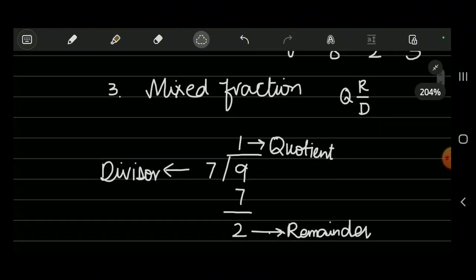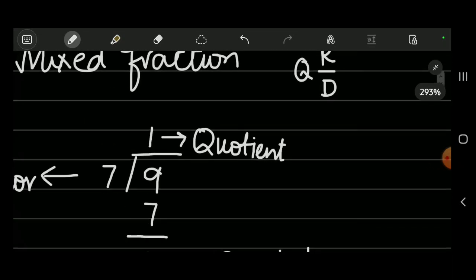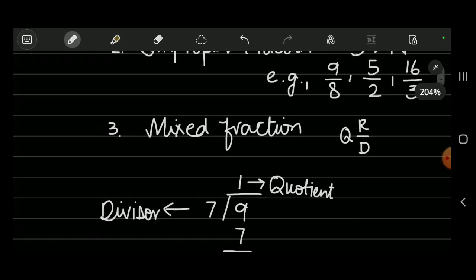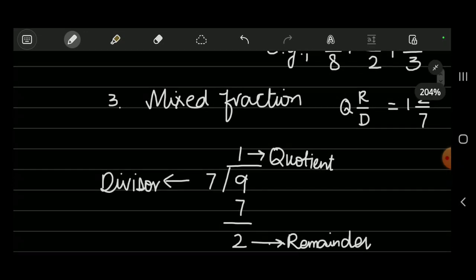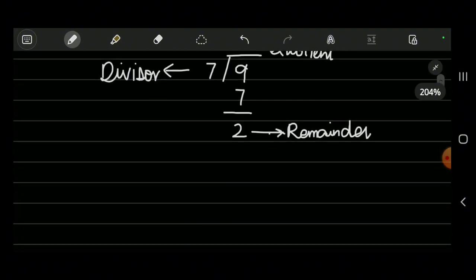Okay, and the examples could be the same as we have given here. 1 2 by 7. Okay, so this is how we can write a mixed fraction. What if we are given a mixed fraction and we want to change it into an improper fraction? What will we do then?